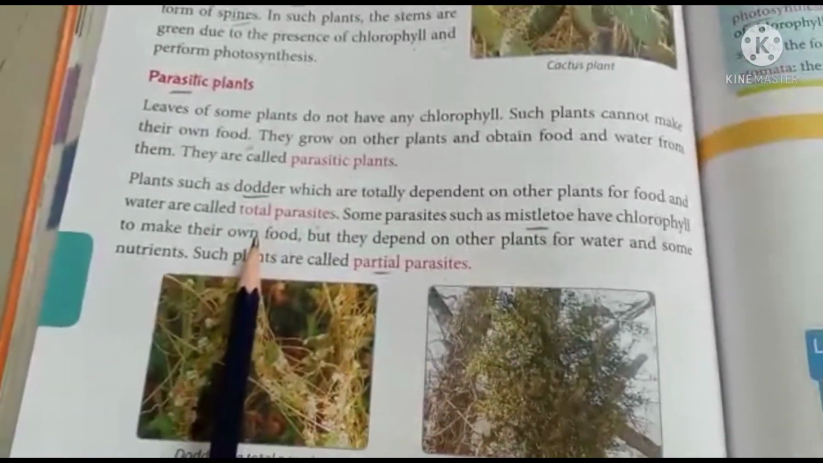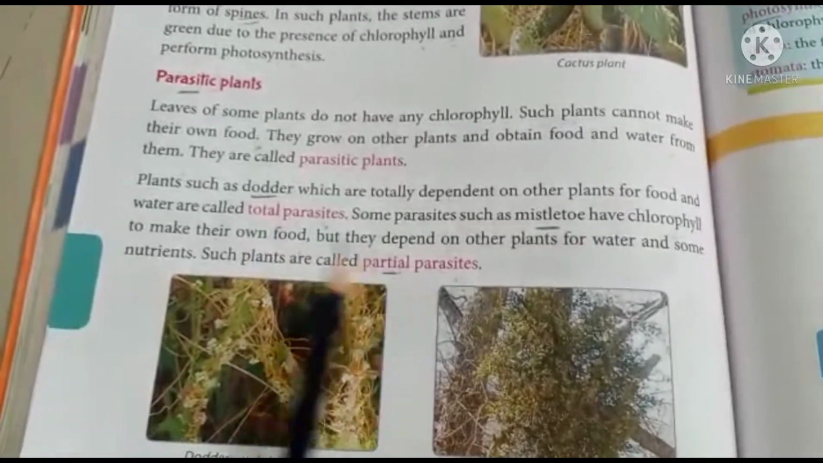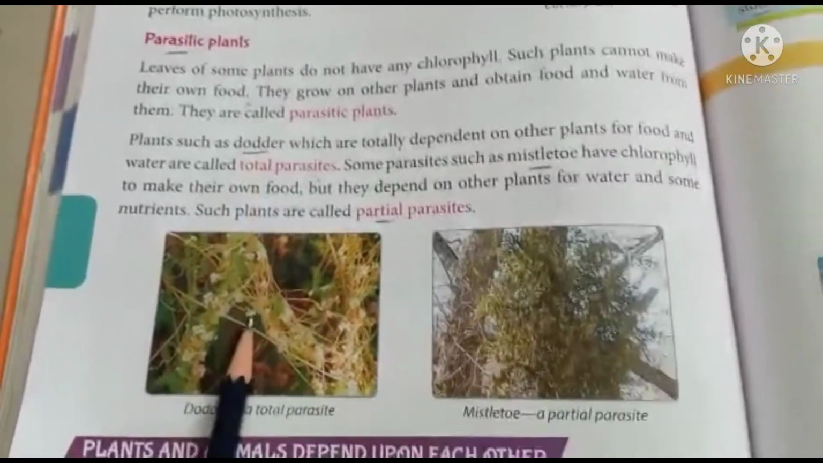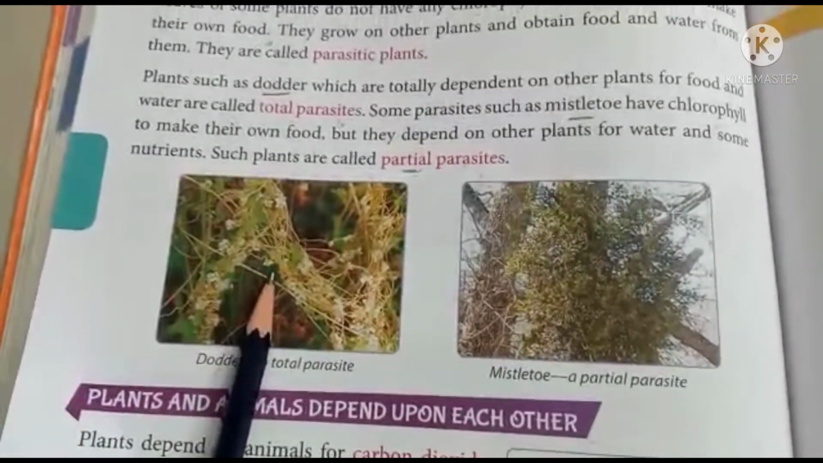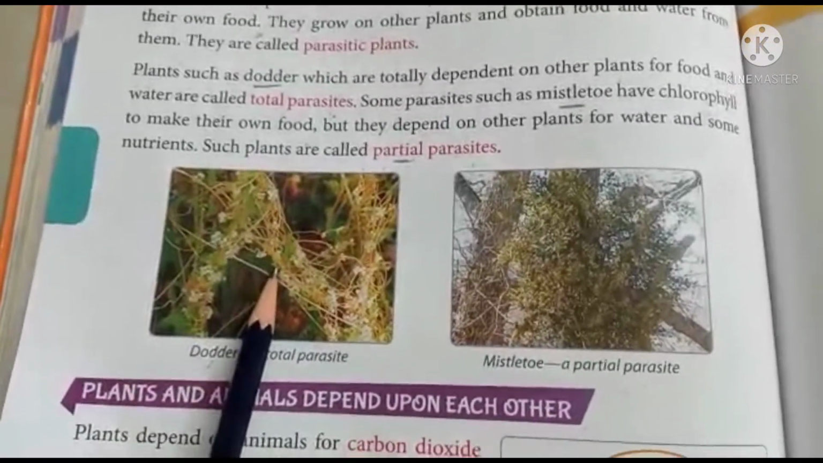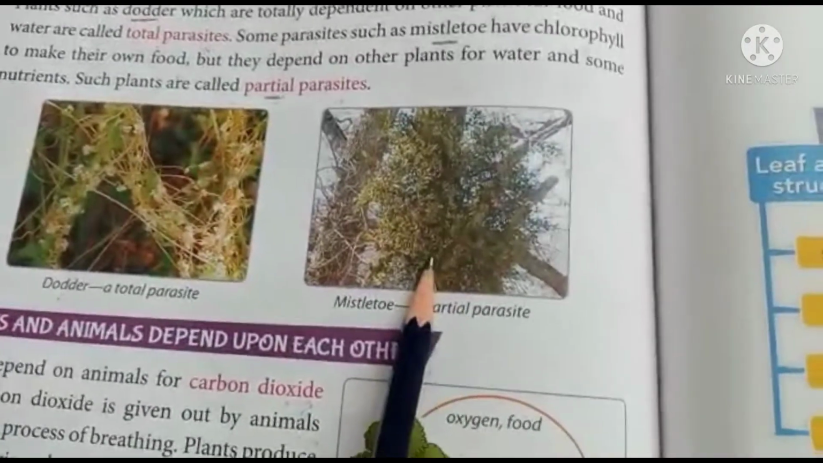There are also two types of parasitic plants, total parasites and partial parasites. For total parasites, a dodder plant is given here. The dodder plant is a total parasite, which means it totally depends on other plants for its food and nutrition. Okay, the mistletoe plant is a partial parasite.